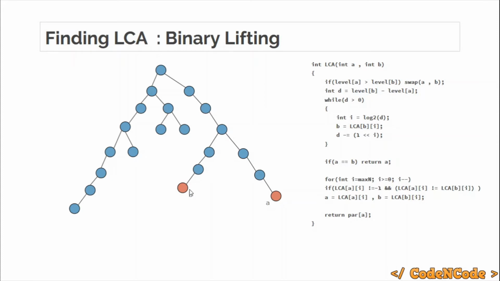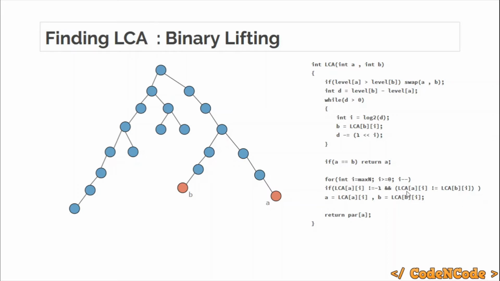You see, if we made a jump of length 4 for A and B, they both would land on the same node. So basically their 2 raised to power ith parent is actually the same. So if you make a jump such that their parent is the same, it would come with a cost that we may leave behind the LCA. So we won't do that.